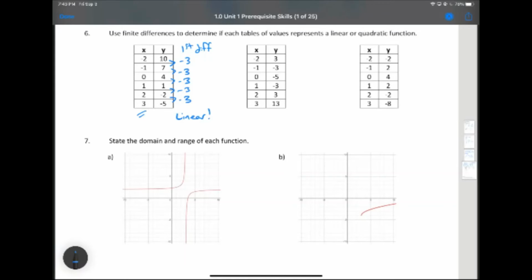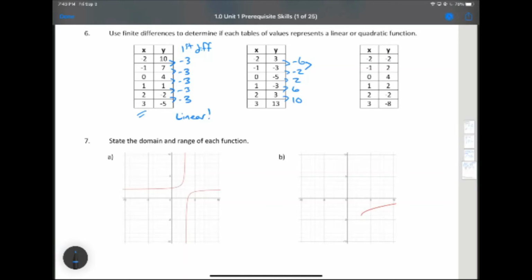The next one, again, checking my x values are increasing by a similar amount each time. Negative 3 minus 3 is negative 6. Negative 5 minus negative 3 is negative 5 plus 3 is negative 2. Negative 3 minus negative 5 is negative 3 plus 5 is positive 2. 3 minus negative 3 is 6. 13 minus 3 is 10. Okay, those are definitely not the same.